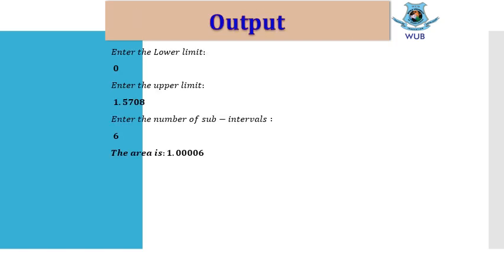There is a sample input and output where you can see that the lower limit is 0, which is given here. The upper limit is pi by 2, that means 1.5708, and the number of intervals equals 6, and we get our desired result, that is area, which is 1.00006.